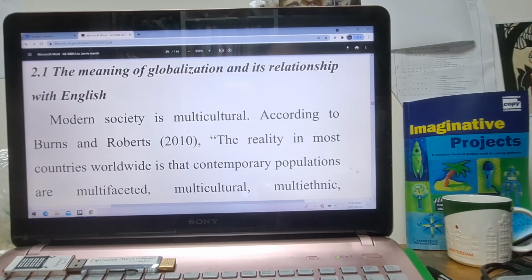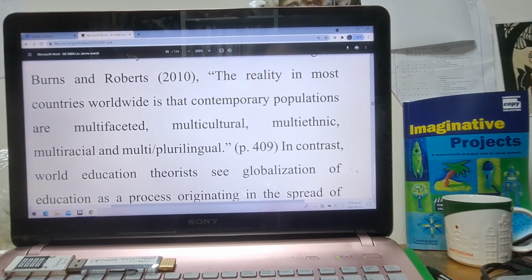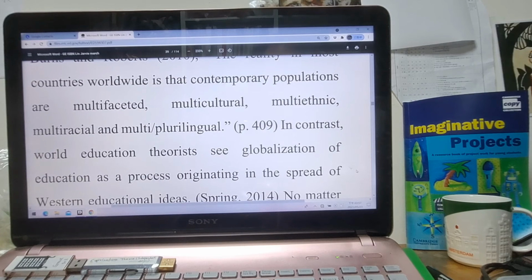Talk about the meaning of globalization and its relationship with English. Modern society is multicultural. According to Burns and Roberts, the reality in most countries worldwide is that contemporary populations are multifaceted, multicultural, multi-ethnic, multiracial, and multiplurilingual.